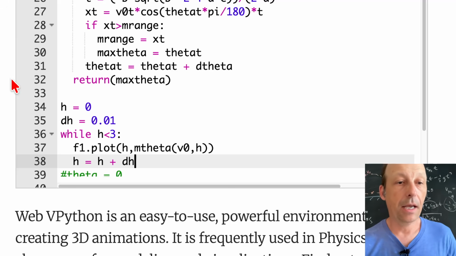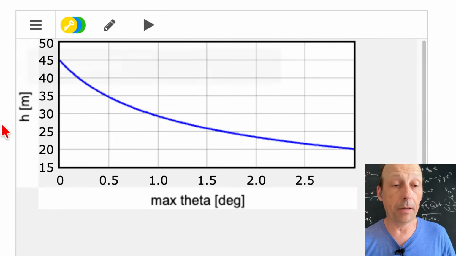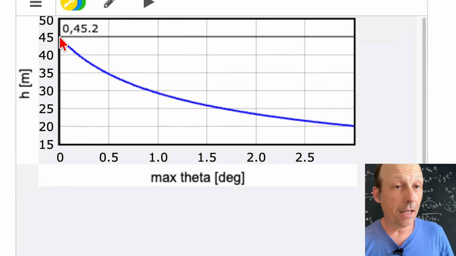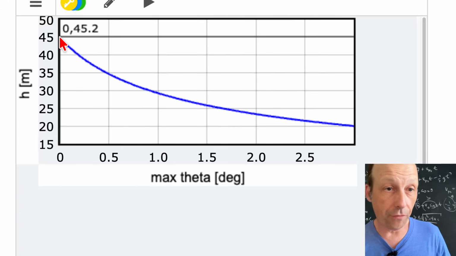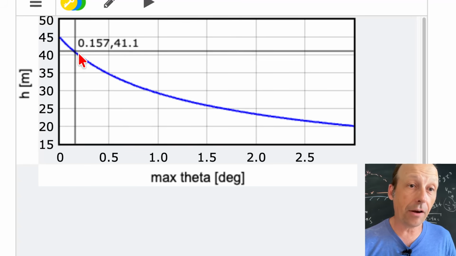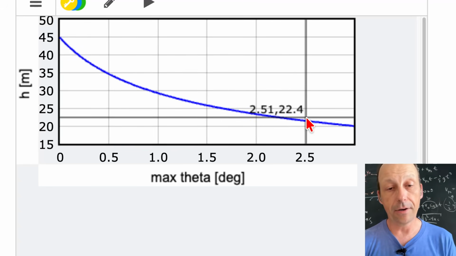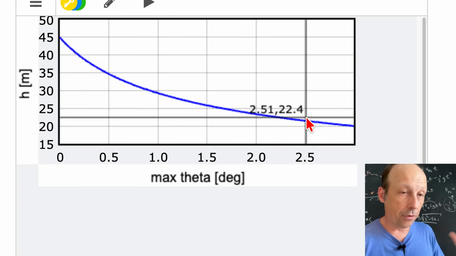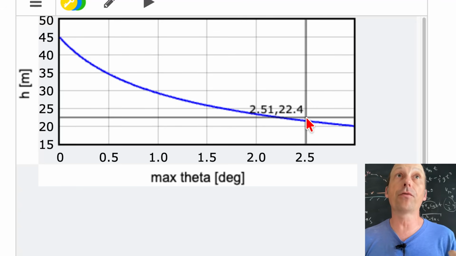Got it. Okay. Now, I started at h is 0, so I know what the maximum range should be, my max angle. Yep. So at h equals 0, then the range is 45. And then as I get higher and higher and higher, my angle gets lower. That's exactly what I wanted. And there you go. Now, if you want, I'm not going to do this. I'll give you the link to this code down below. If you want, you could do something similar for the velocity.